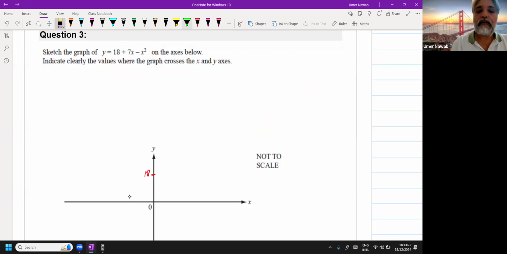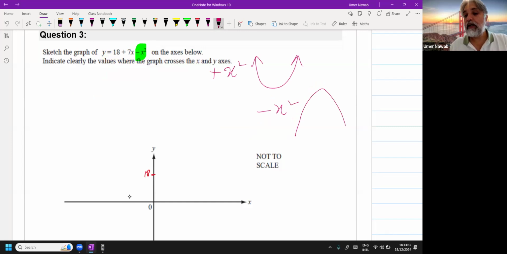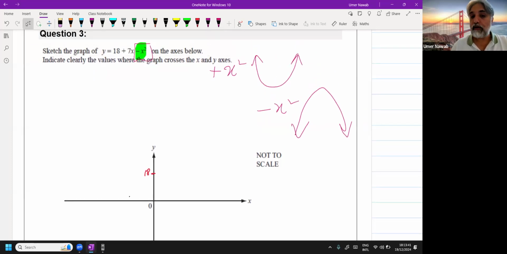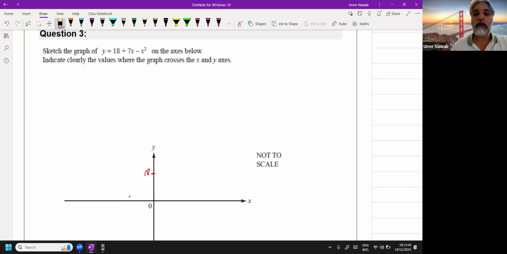Second mark, is the coefficient of x squared positive? Well, negative. If the coefficient of x squared is positive, it will be facing upward. And if the coefficient of x squared is negative, it should be facing downward. So in this case, my parabola will be facing downward. Bravo. It will be facing downward.